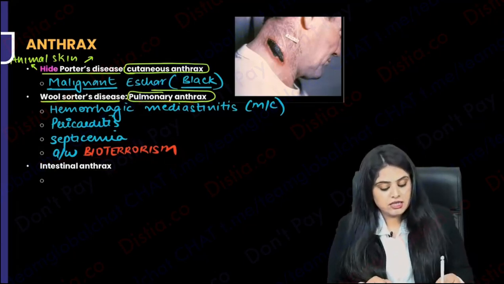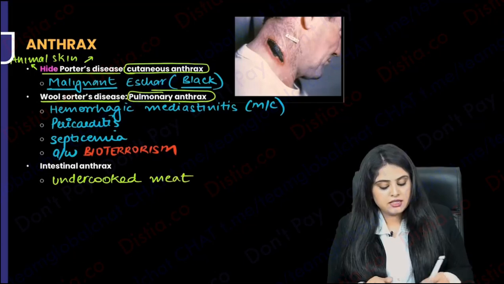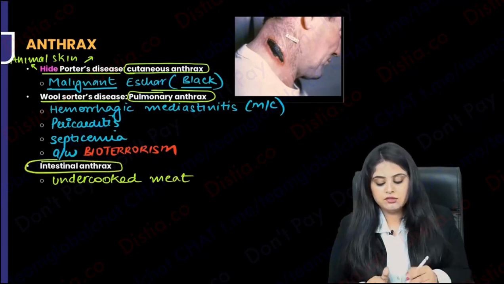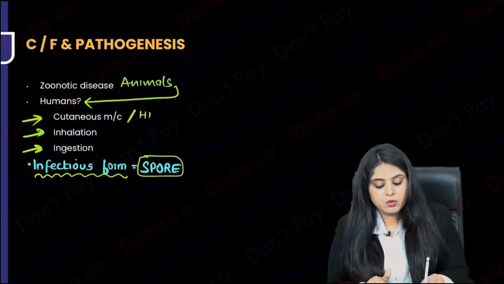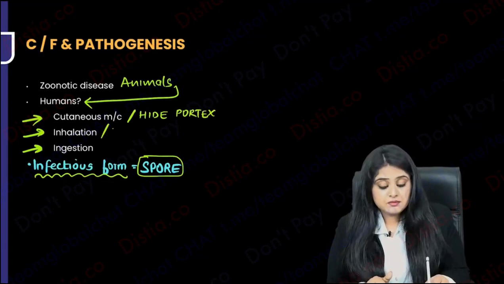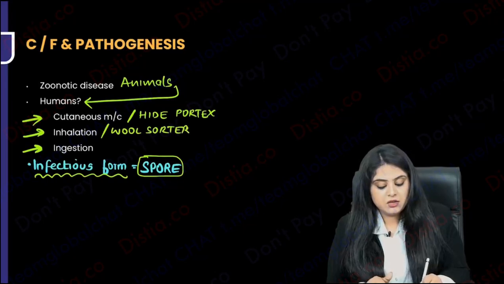Finally, if we eat undercooked meat, if there is consumption of undercooked meat, that is going to result in intestinal type of anthrax. So simple, like I told you, there is cutaneous anthrax, which is the most common. What was the other name? That was the Hide-Porter's disease. Then we can inhale it, and that is the inhalation of wool. So that is going to be wool sorter's disease. And if we are going to eat it, that is referred to as intestinal anthrax.